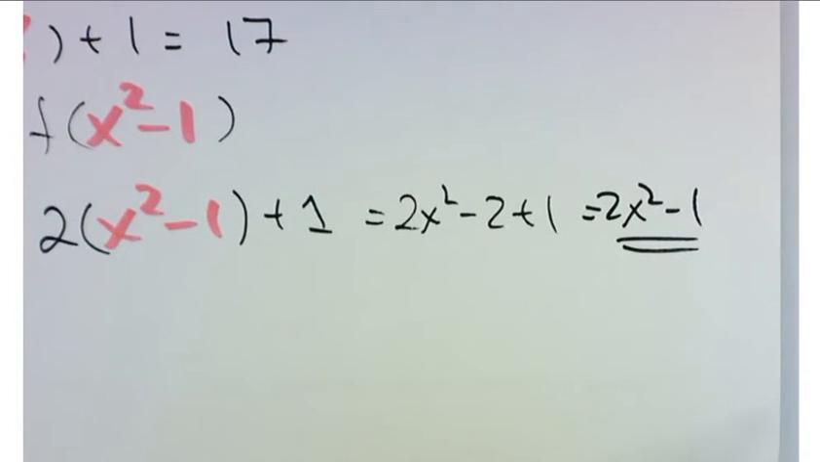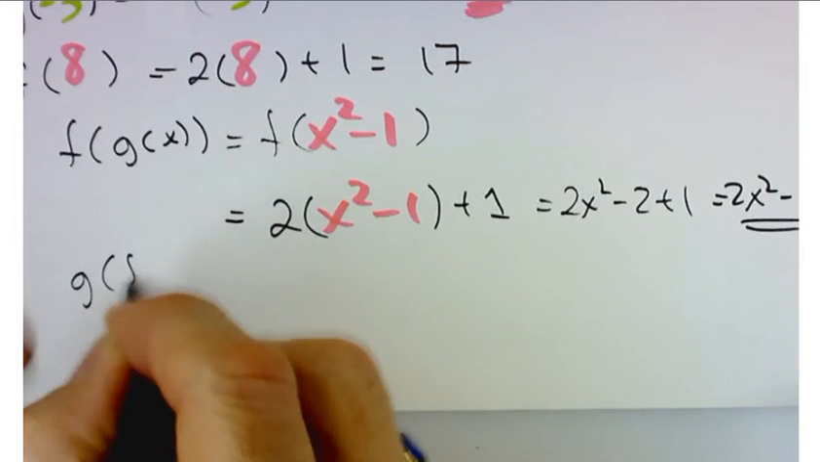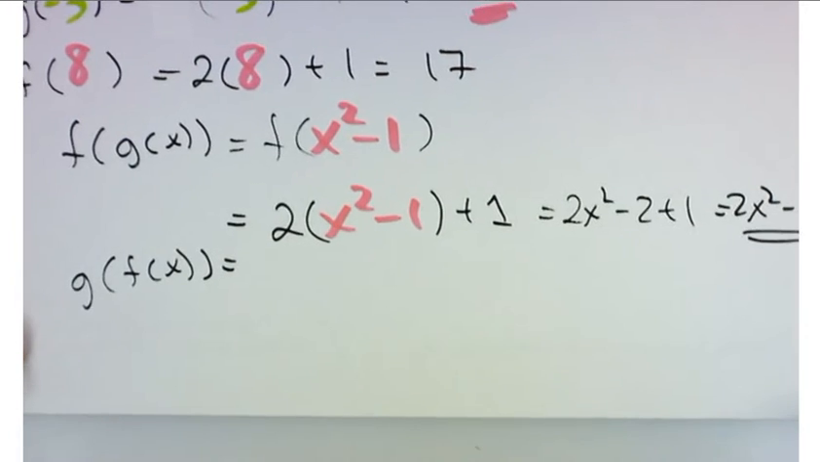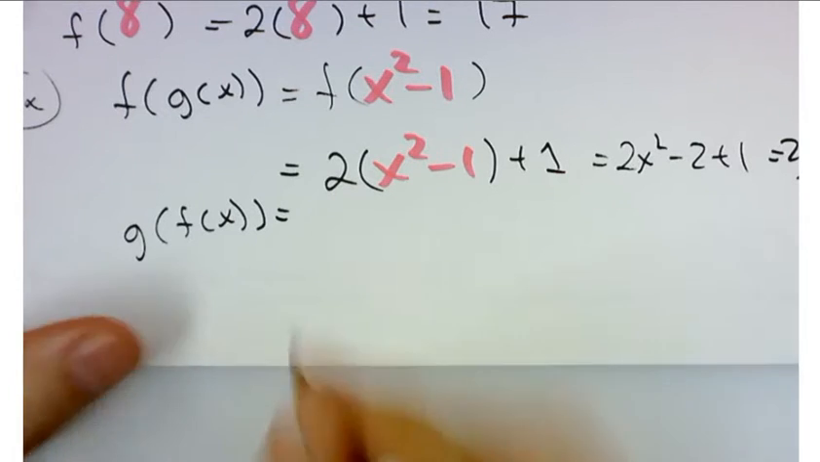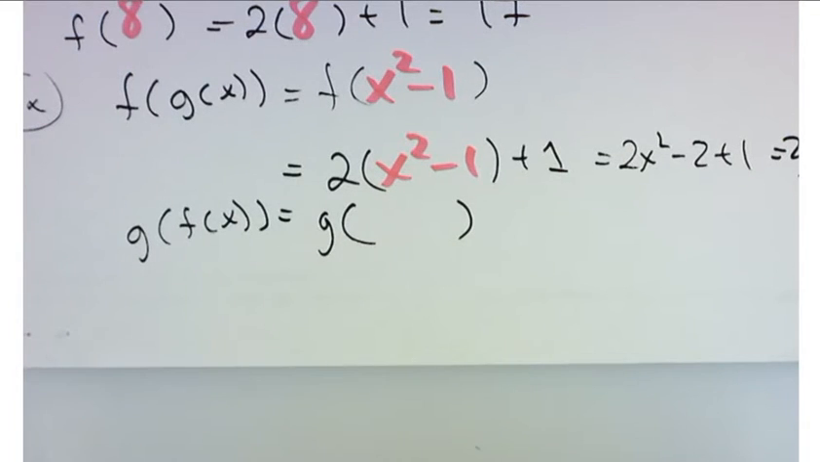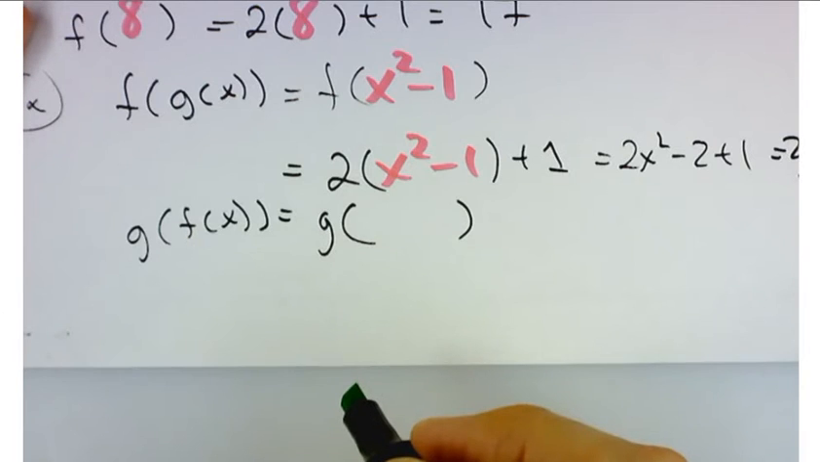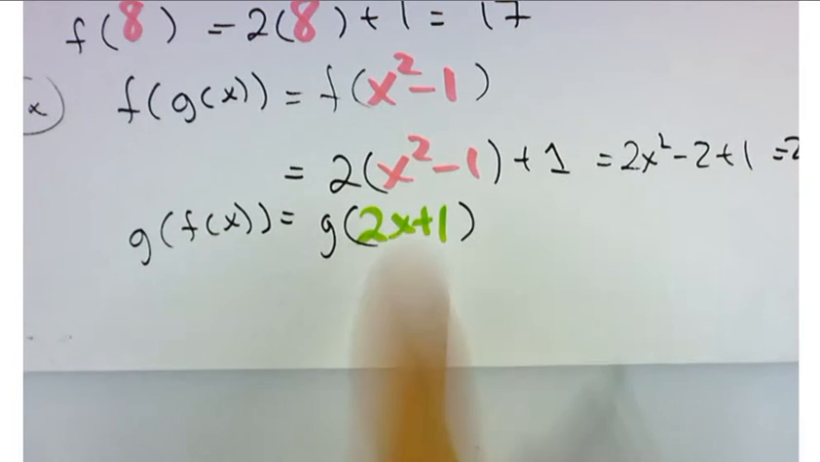Would it make a difference if I did it the other way around? If I did g of f of x? It could. In fact, it often does. G of f of x. Well, what could I put in here to start with? Kennedy? Good. F of x is 2x plus 1. So we'll put in that 2x plus 1 in place of f.